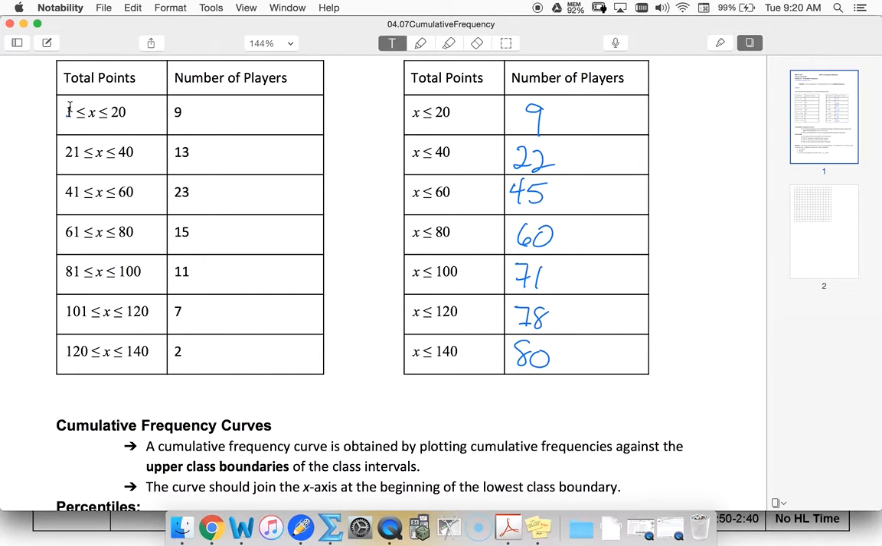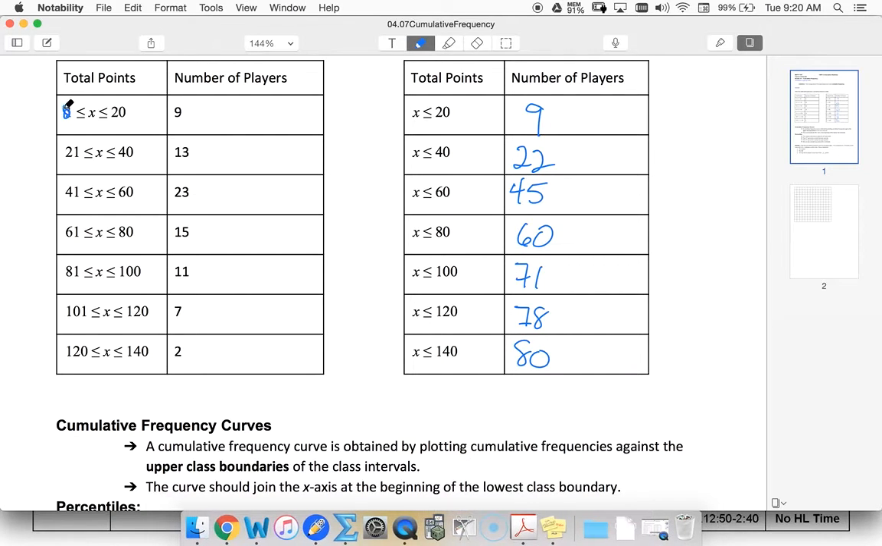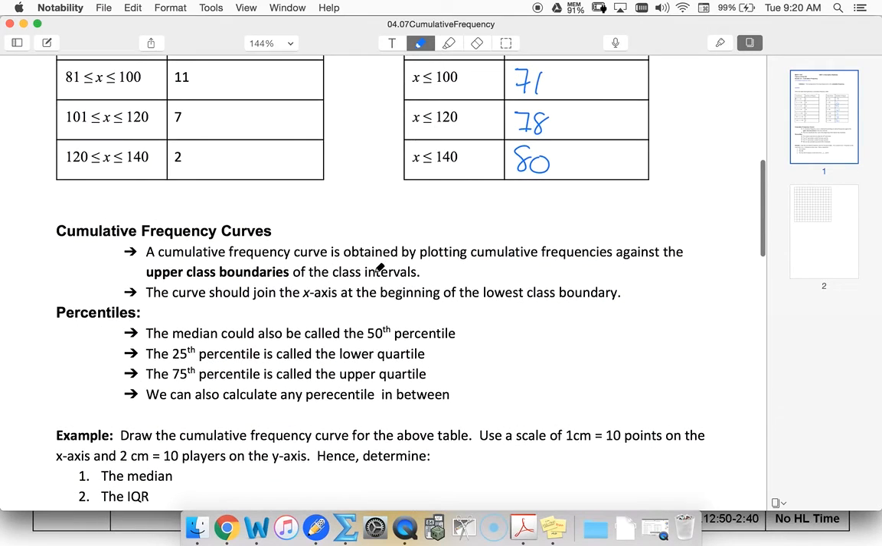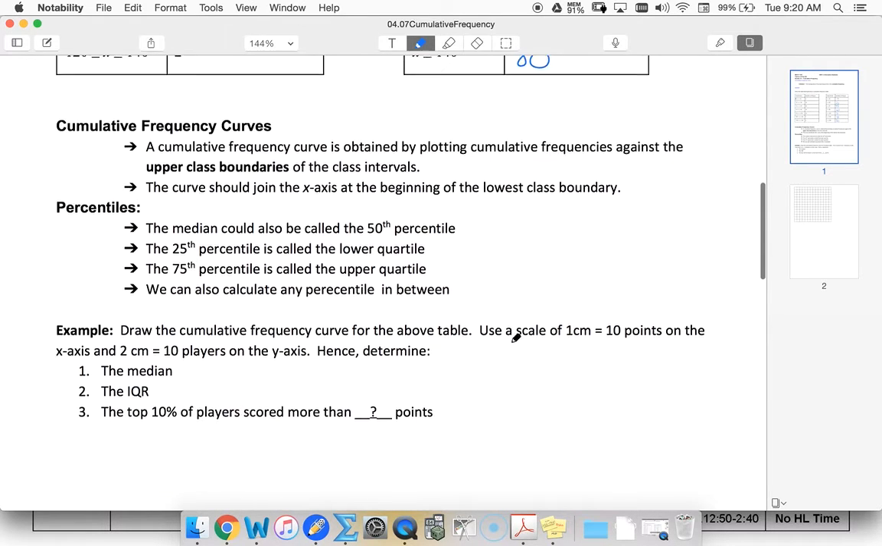Really I should have started my total points with 0, because a player might not score any points in a game. So we could start with 0. All right. So this is my directions of what I've just said. We'll come back to percentiles. First, let's make our graph.